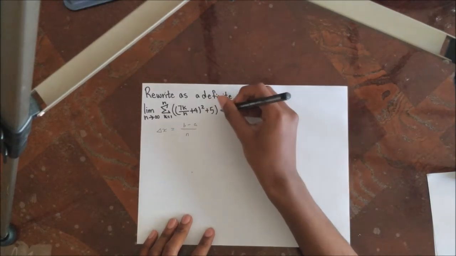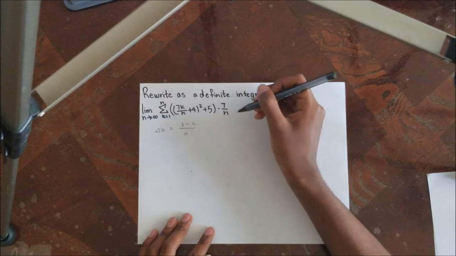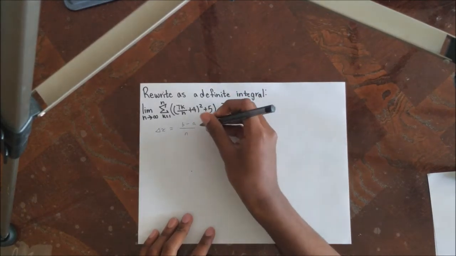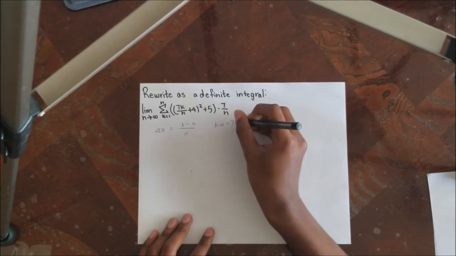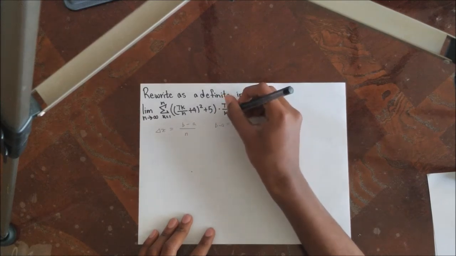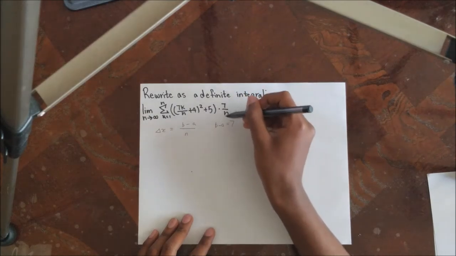Now remember, when we multiply by delta x when we are figuring out our Riemann sum notation. So technically this is our delta x, which means b minus a equals 7. So the difference between a and b is 7, because we have our delta x value over here, b minus a. So b minus a equals 7.